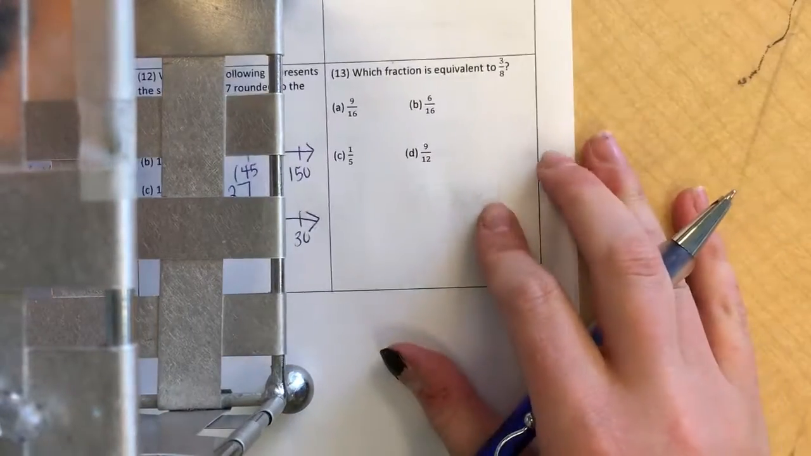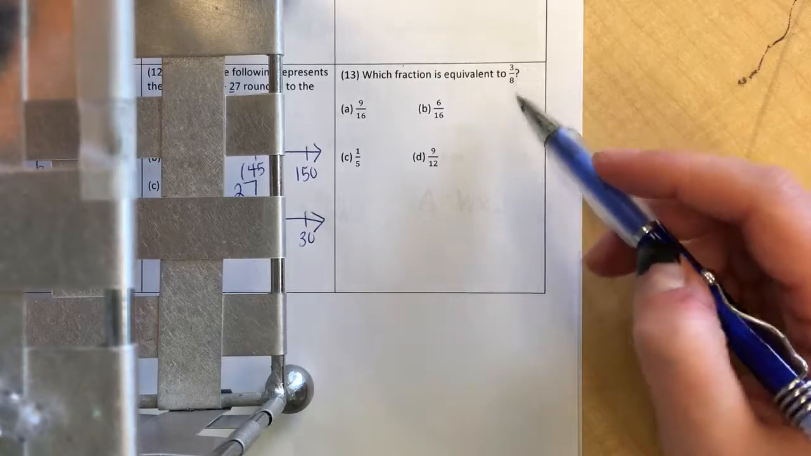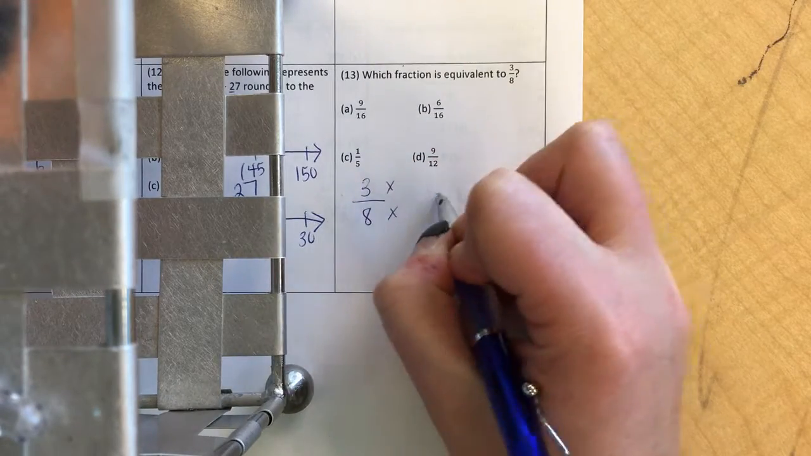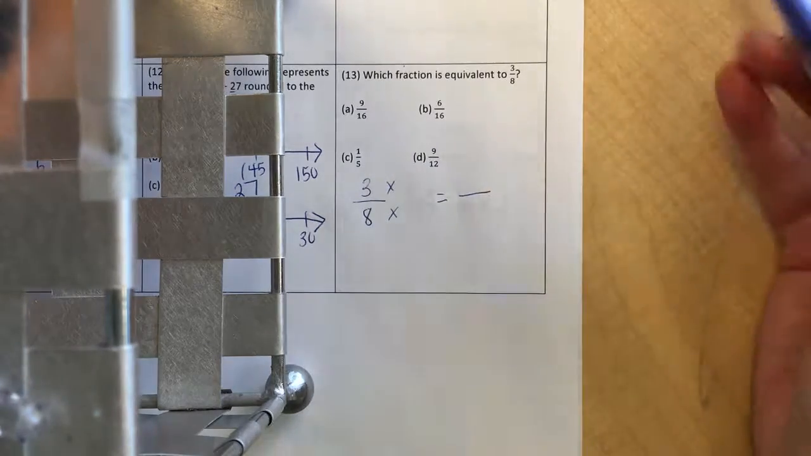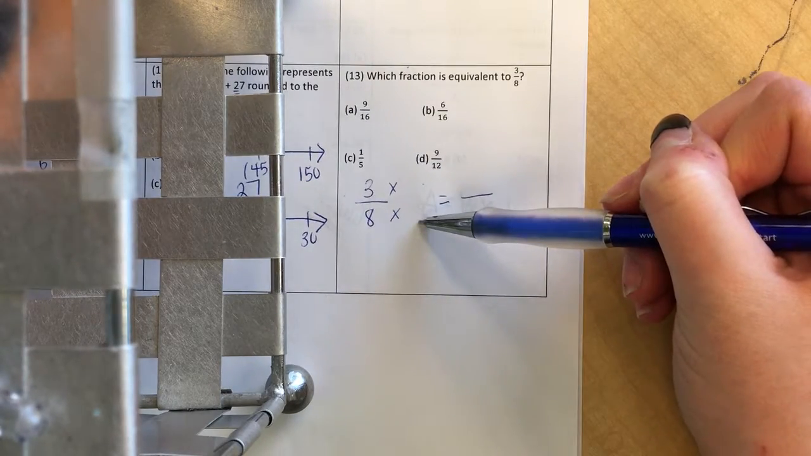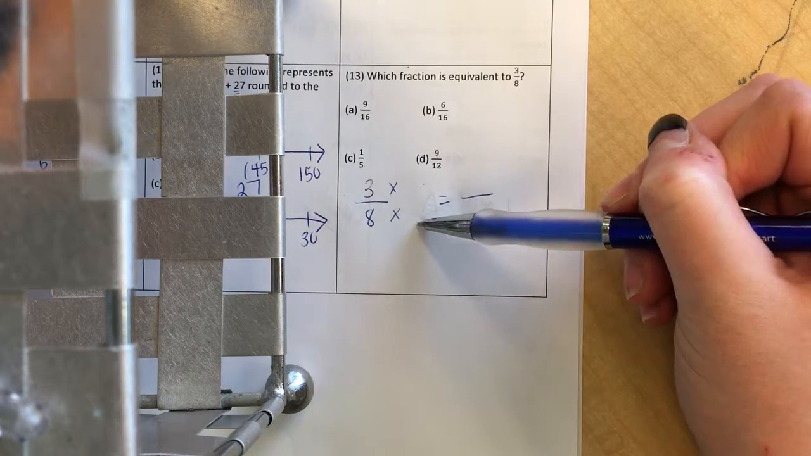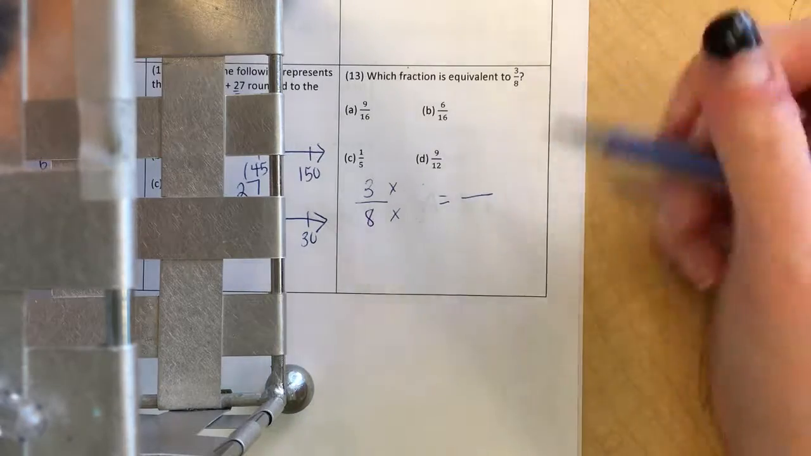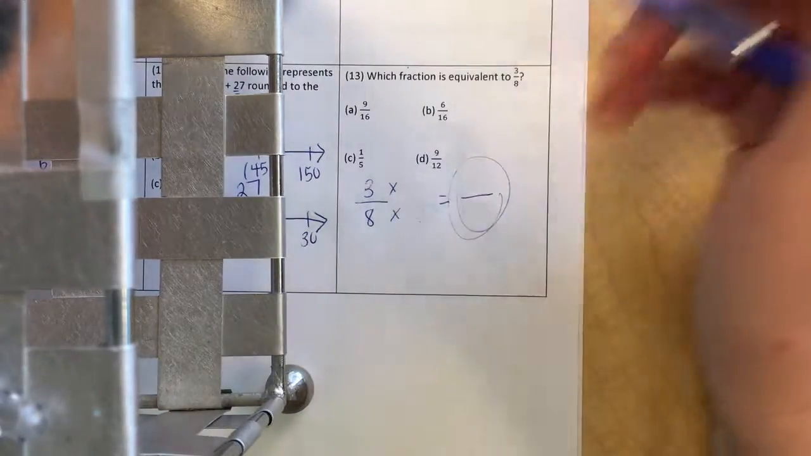Number 13, which fraction is equivalent to 3/8? We can use multiplication in order to figure out this problem. Again, whatever we're putting on the top, we also want to be putting on the bottom so that our numerator and the denominator are the same. And again, we're looking for this answer right here to be one of our answer choices.